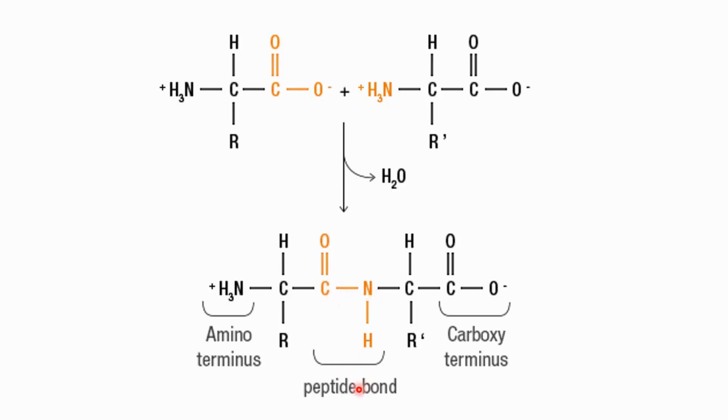So this CONH bond, the bond between the C and this N, completely marked in orange here, is the peptide bond, which is formed between the carboxyl group of one amino acid and the amino group of another amino acid, resulting in the covalent linkage between both the amino acids. And this covalent linkage is known as the peptide bond.